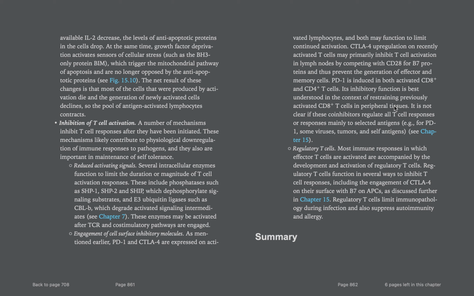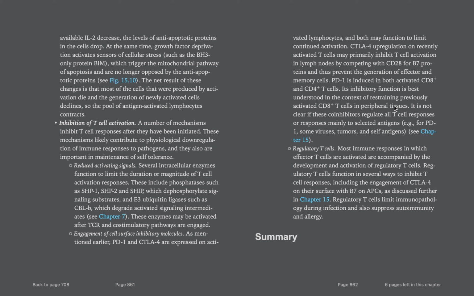It is not clear if these co-inhibitory regulators regulate all T cell responses or mainly responses to selected antigens, such as some viruses, tumors, and some antigens. Regulatory T cells. Most immune responses in which effector T cells are activated are accompanied by the development and activation of regulatory T cells.